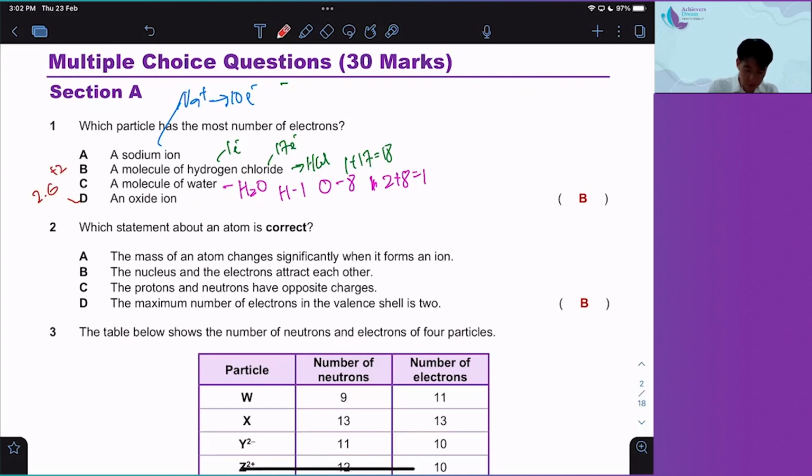So the oxide ion will have actually 2 plus 6 plus 2, that is 10 electrons. So you form the O2- charge. So in this case, answer is B, as B has 18 electrons. It has the most number of electrons.